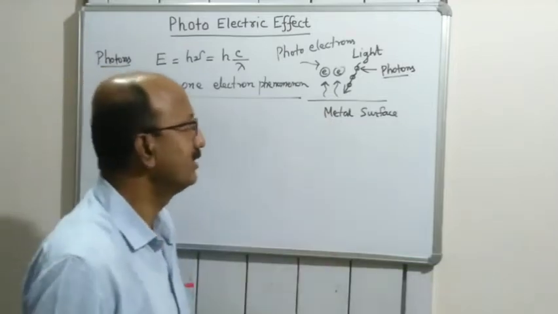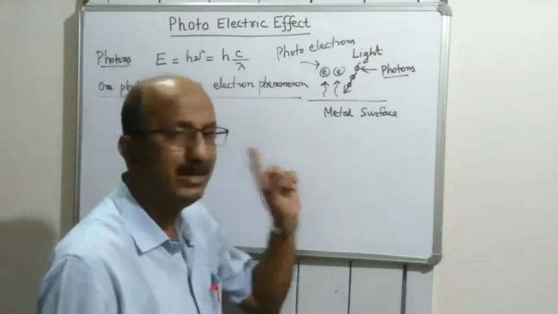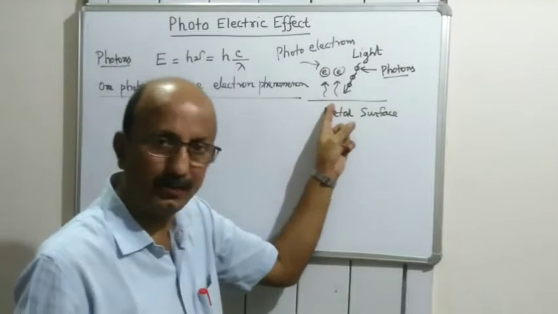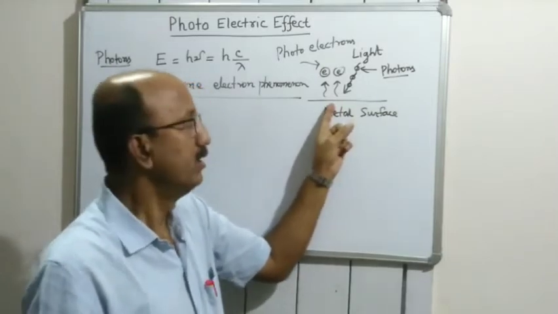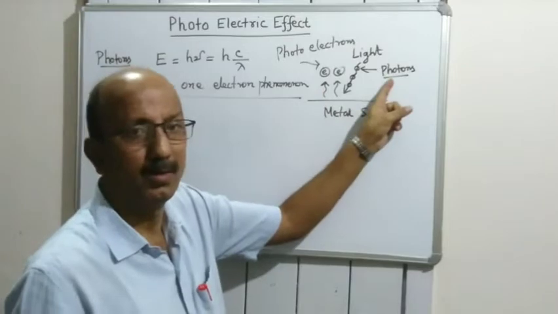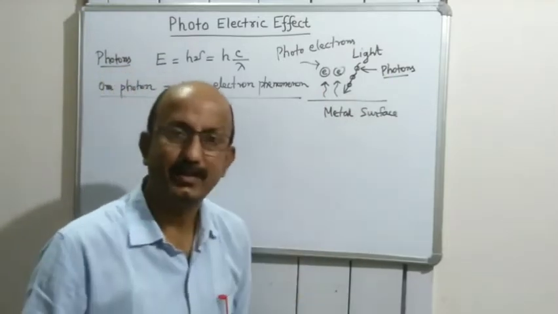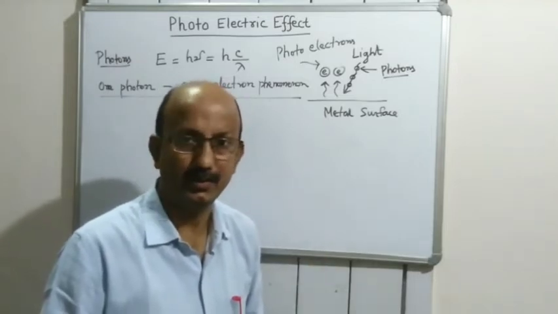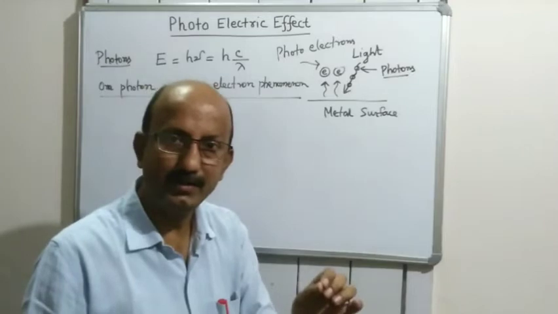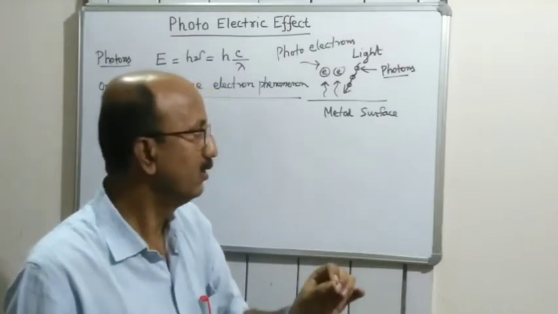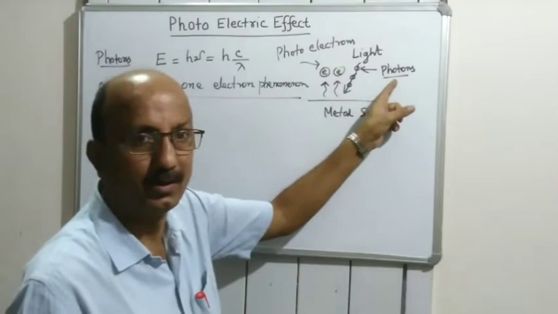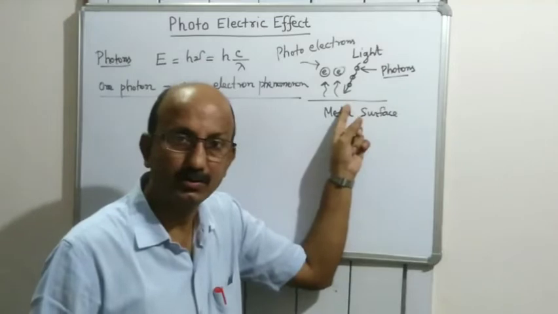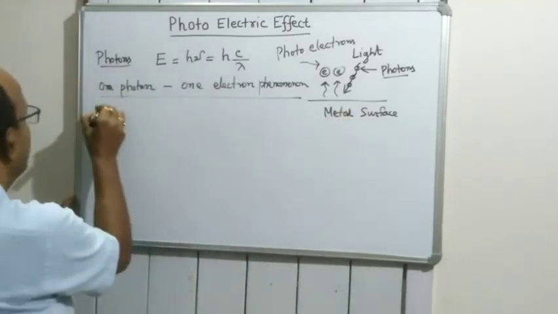Now the question arises: can any photon eject electrons from a metal surface? Answer is no. It is found that every photon must have a particular frequency or lowest value of frequency. We call it threshold frequency. So there exists a minimum value of frequency called threshold frequency, which each photon should have, so that this metal surface can emit photoelectrons. So we define a term called threshold frequency.